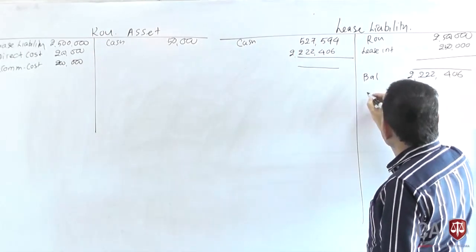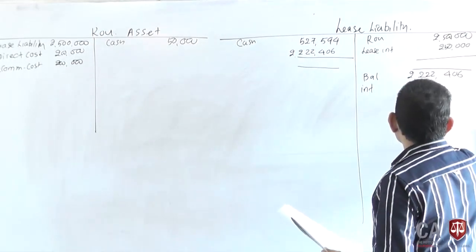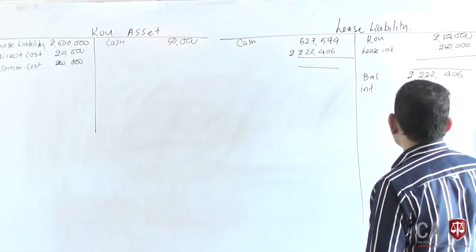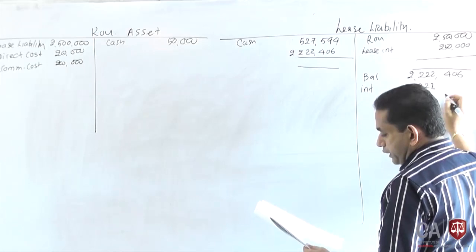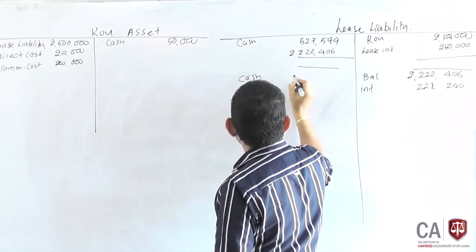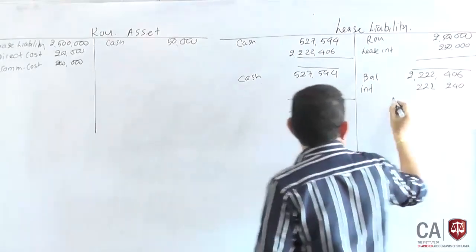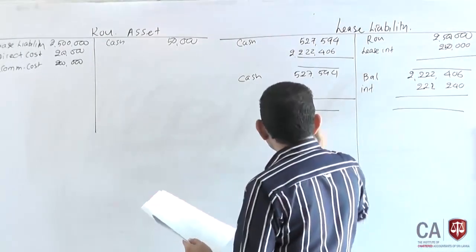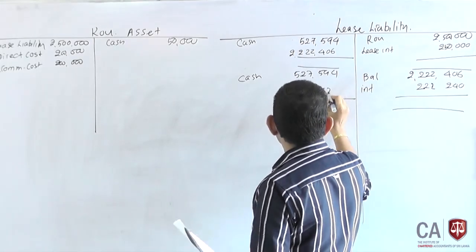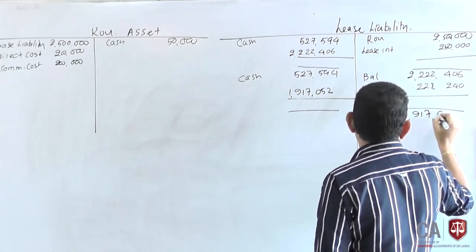2,222,406. Then you recognize interest for the second year, that is 10% on outstanding liability, 2,222,406 into 10%, 222,240. As and when you settle the installments, you credit cash and debit lease liability account, and take the closing balance end of the second year 1,917,052.